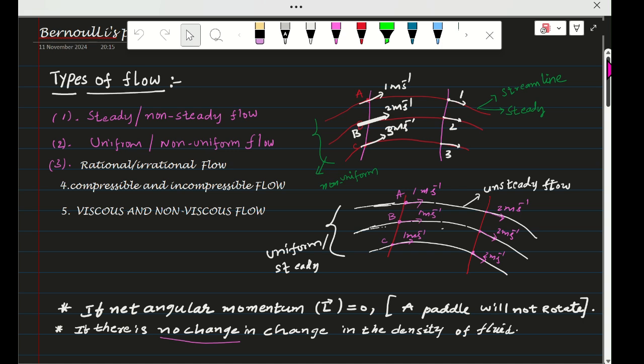So there you can see steady flow, non-steady flow. So this is steady flow. Here I have given an example. So this is uniform and unsteady flow. The steady flow means, for steady flow, there is no change in the speed. dv by dt is equal to 0.